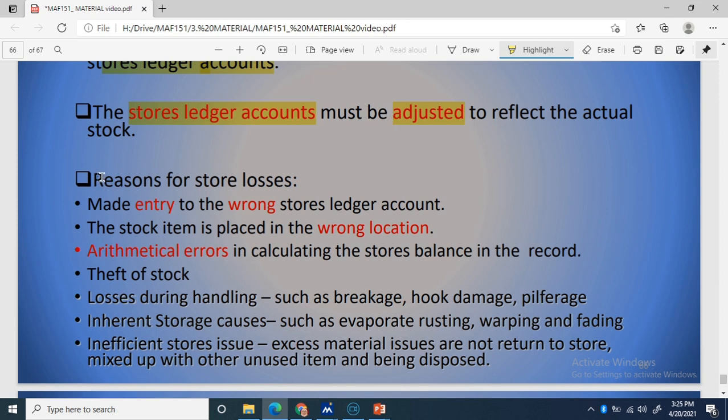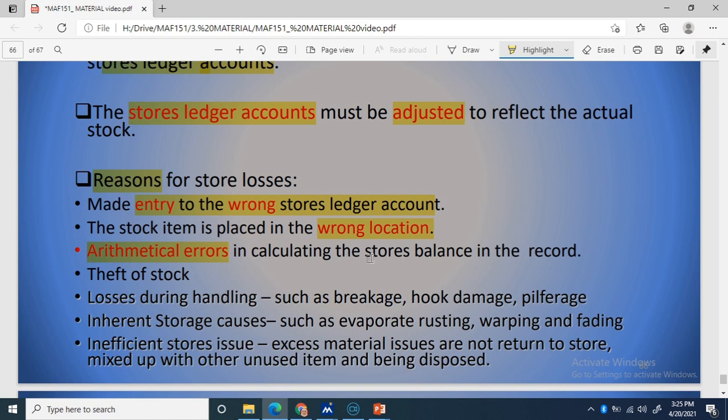The reasons here may be because of an entry made to the wrong store's ledger account. That means you recorded wrongly in the store ledger account or store ledger card. If the receipt is 200, you record it as 2000, let's say. Or the stock item is placed in the wrong location, that means you put the stock on a different shelf. So when you make a stock count, the amounts will not be the same as recorded in the store ledger card.